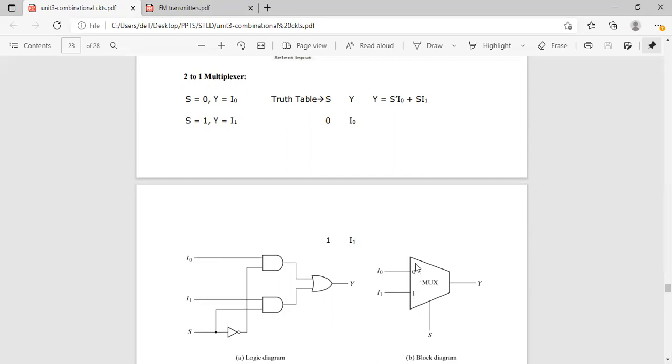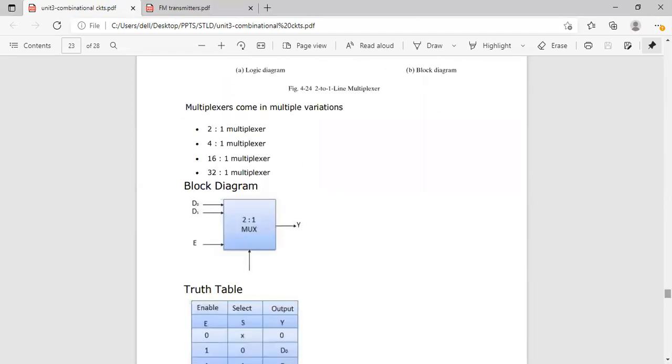We have two lines, 0 and 1, and the select input is S. If S is equal to 0, line 0 will be selected at the output, and if S is equal to 1, line 1 will be selected at the output. Okay, so this is the 2 to 1 multiplexer.